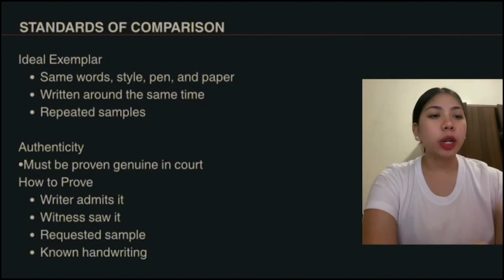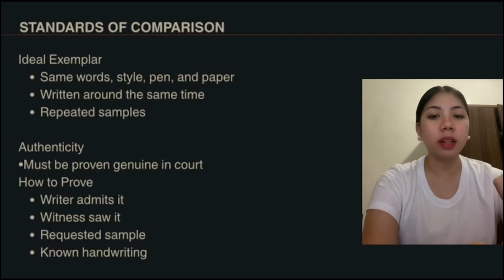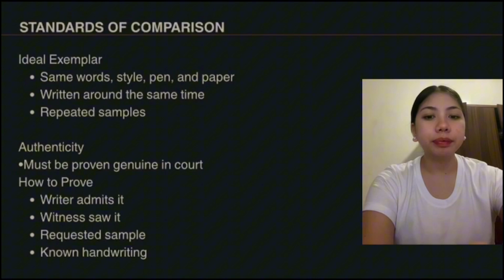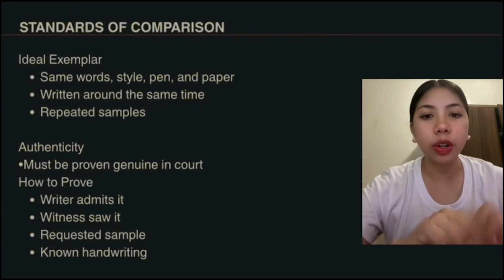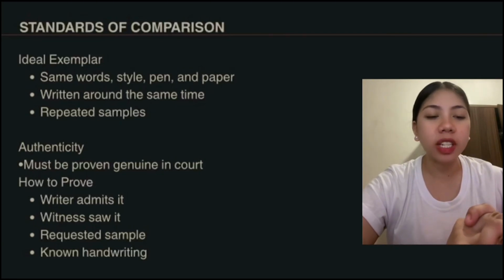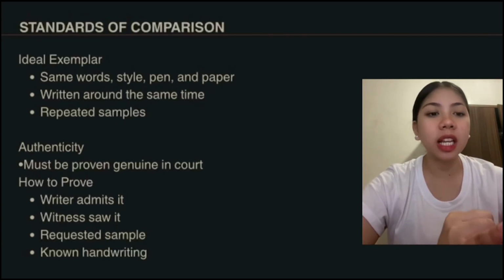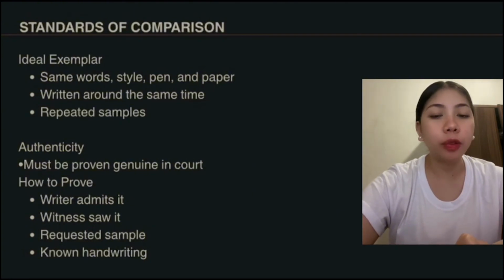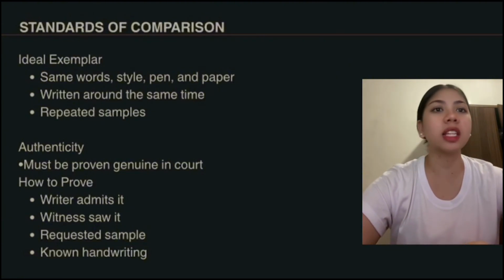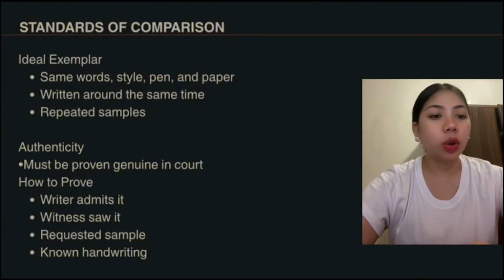Tapos, pwede siya mag-request og sample. Requested siya sample nga handwritten sa isa ka person. So, ang standard of comparison are used siya to check if ang signature is real. The best example is one is very similar like kato akong mga gi-discuss ganina. Same word, same pen, same time, same sample, o must only be proven in court. This can be done if, ingon ganina, writer admits it, witness saw it, requested samples, known handwriting.